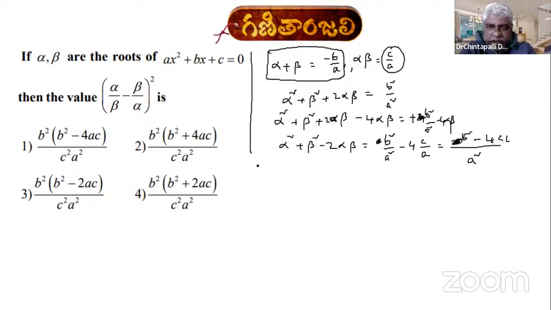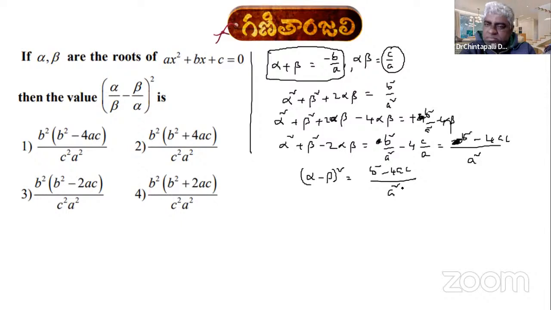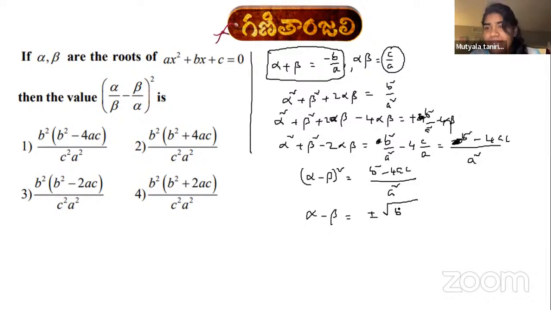Now, do you remember the formula? Alpha square plus beta square minus 2 alpha beta is alpha minus beta whole square, right? Very good. Alpha minus beta whole square is equal to b square minus 4ac by a square. What is alpha minus beta? The square root of b square minus 4ac over the square root of a square, that is mod a.